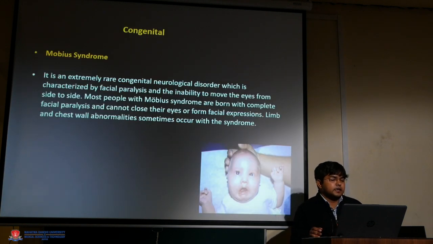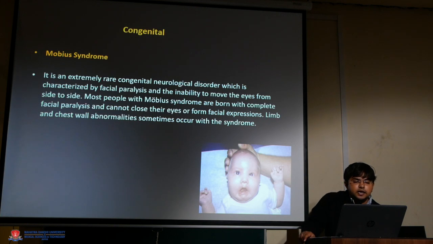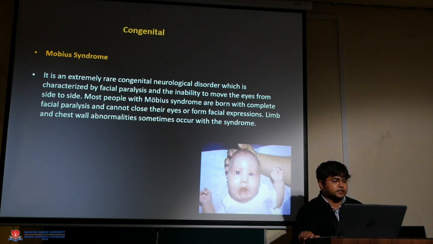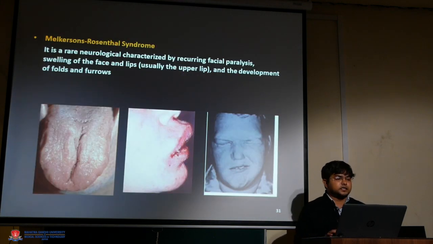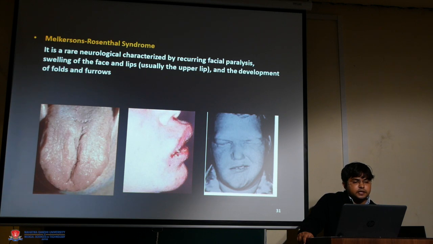Congenital disease like Moebius syndrome is an extremely rare congenital neurological disorder characterized by facial paralysis and the inability to move the eyes from side to side. Most people with Moebius syndrome are born with incomplete facial paralysis and cannot close their eyes or form facial expressions. Limb and chest wall abnormalities sometimes occur with the syndrome. Melkersson-Rosenthal syndrome is a rare neurological disorder characterized by recurring facial paralysis, swelling of the face and lip, usually the upper lip, and the development of folds and furrows.